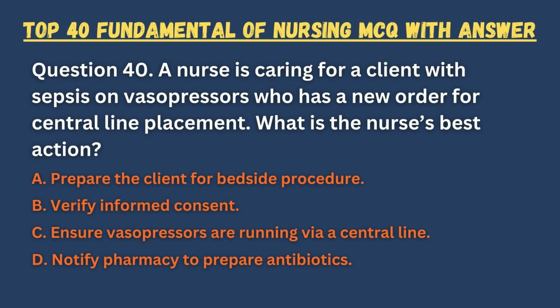Question 40. A nurse is caring for a client with sepsis on vasopressors who has a new order for central line placement. What is the nurse's best action? A. Prepare the client for bedside procedure. B. Verify informed consent. C. Ensure vasopressors are running via a central line. D. Notify pharmacy to prepare antibiotics.